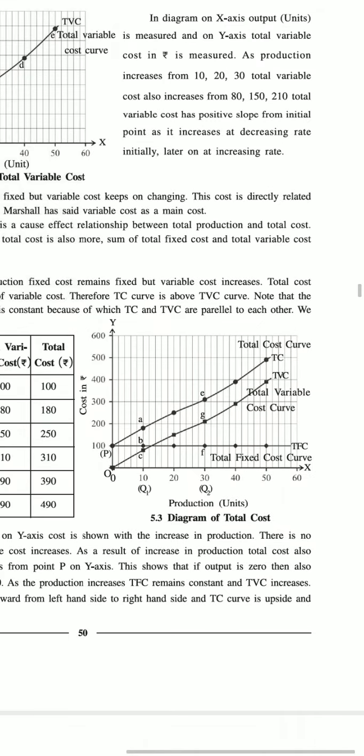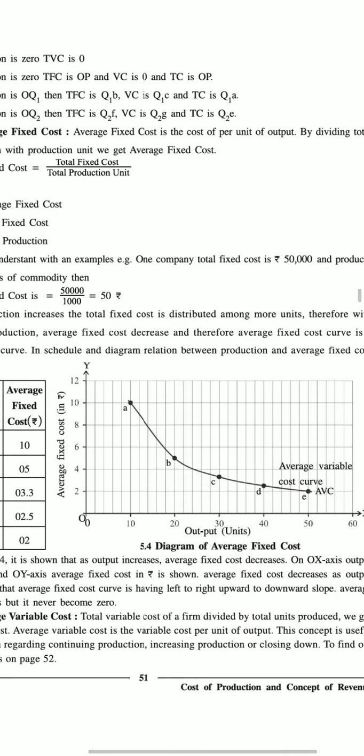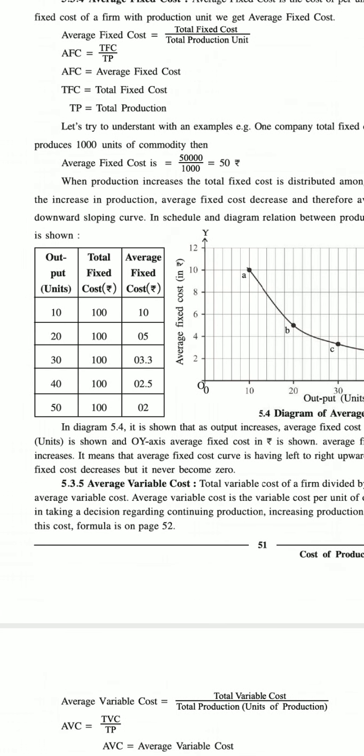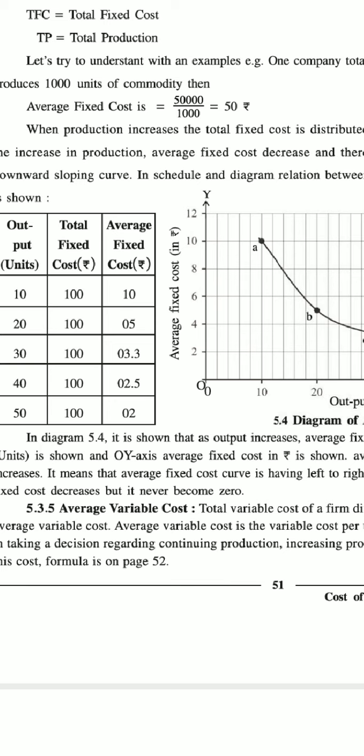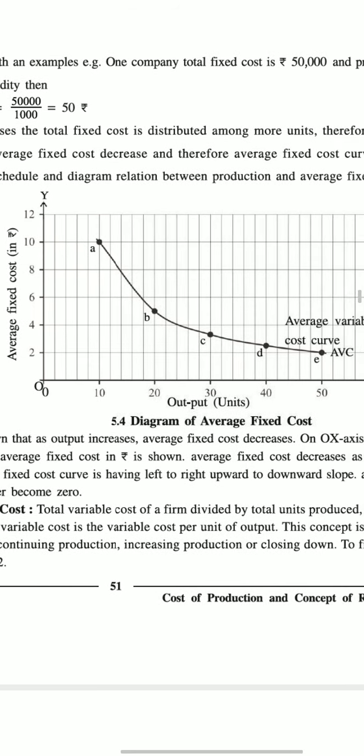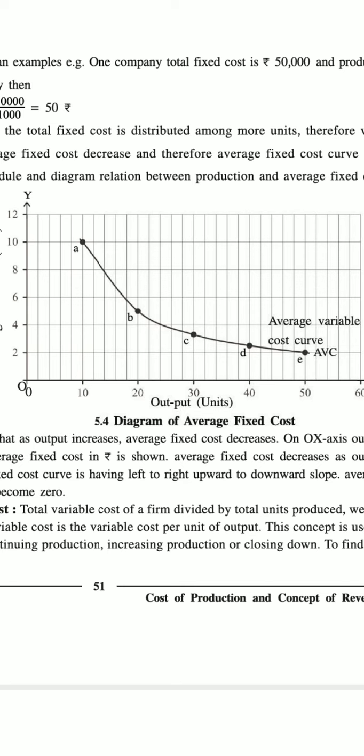Moving on to our next diagrammatic representation, the average fixed cost. As we have already seen in our session, average fixed cost means TFC upon TP, which they have already found by using the formula. The figures that have to be marked are 10, 5, 3.3, 2.5 and 2. On the x-axis the output is shown, on the y-axis the average fixed cost is shown, and as the figures are on a decreasing trend, so is the slope, which moves downward.